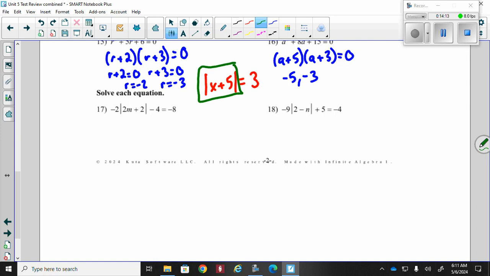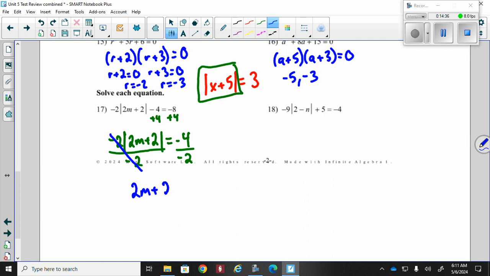If you notice, there's this -4 and this times -2. So first thing we're going to do is add 4, and our next step is -2 times the absolute value of 2m plus 2 is equal to -4. Next I'm going to divide by -2. That cancels that outside -2 out. And so I'm at the absolute value of 2m plus 2 is equal to +2. Oops, sorry, that should have been the absolute value. Now we're at that point where absolute value is the only thing on this side. That's what we want.